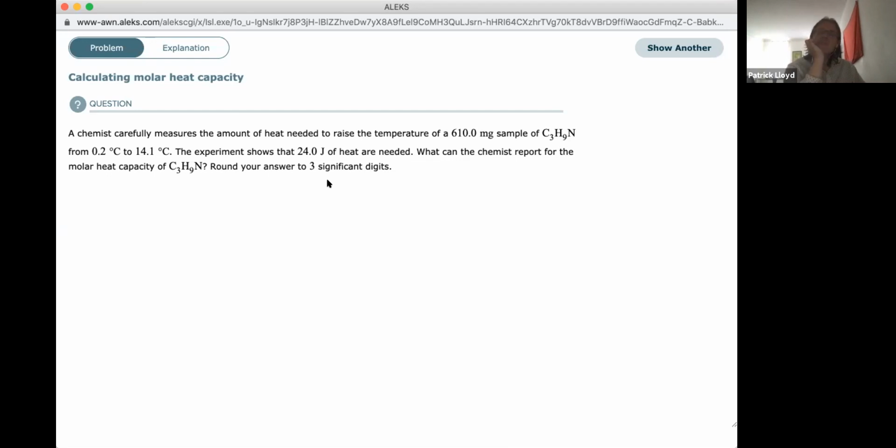Propylamine, maybe? Might be propylamine. C3H9N. We'd have to get an organic chemist out here to tell us what that is. Okay, it's probably propylamine. From 0.2 to 14.1.